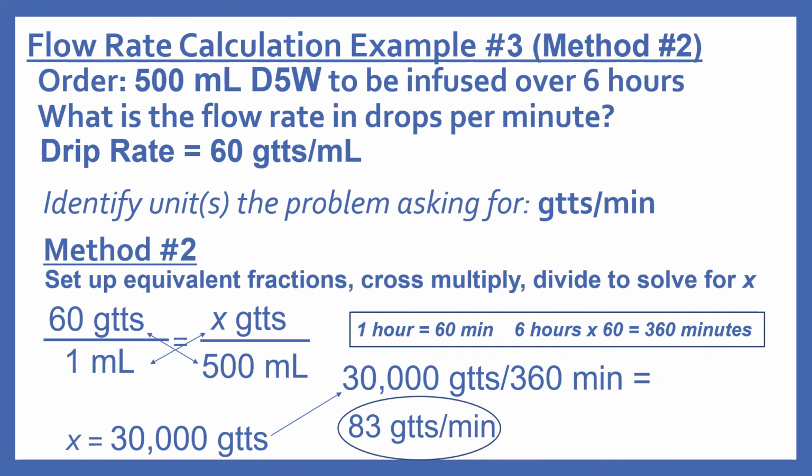Now we need to look at the time part of this. We know 1 hour equals 60 minutes, and this is for 6 hours. So 6 hours times 60 would be 360 minutes. So we'll take 30,000 drops divided by 360 minutes, and that gives us 83 drops per minute.